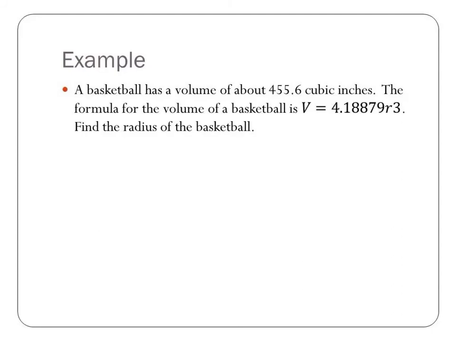Okay, and a basketball has a volume of 455.6 cubic inches. The formula for the volume of a basketball is V equals 4.18879 r cubed. Sorry, that should be r cubed. Find the radius. So we're finding r. So if we substitute our 455 in for V, because that's the volume.